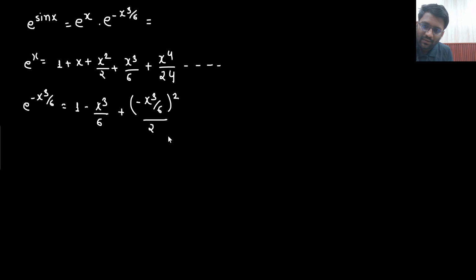Similarly here as well, what will be x cube by 6? So that will be nothing but 1 minus x cube by 6, then plus, in place of x what I am putting, minus x cube by 6, then do its square divided by 2. Look, 1 as it is. In place of x you put minus x cube by 6, whole square divided by 2.